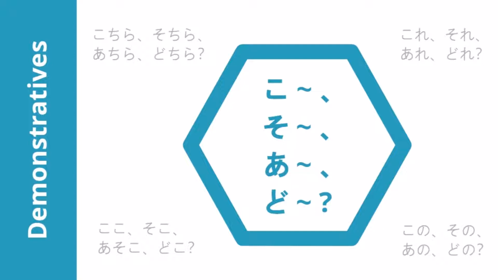Today we'll be learning about the demonstratives, the words starting with ko, so, a or do. So the words can be kore, sore, are, dore series or kono, sono, ano, dono series and so on.